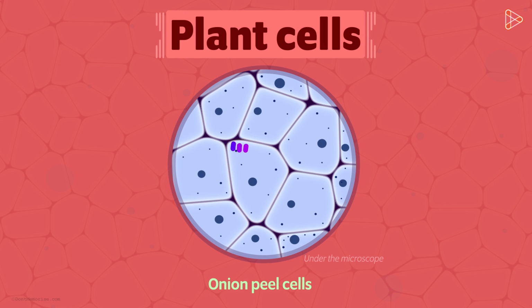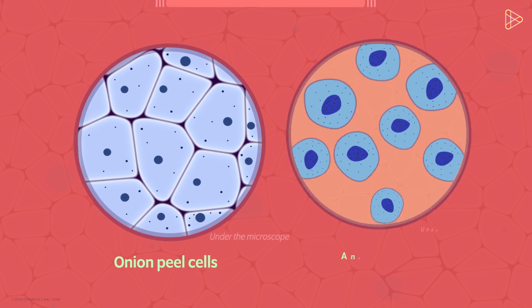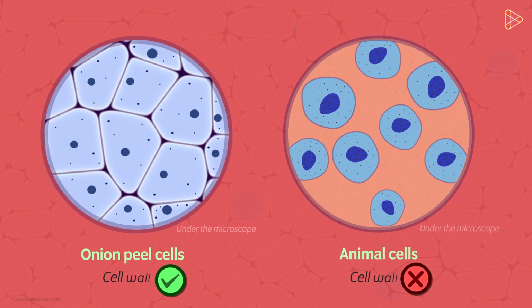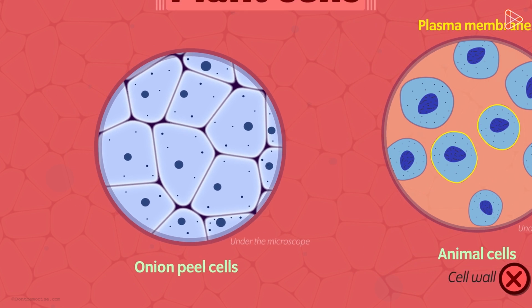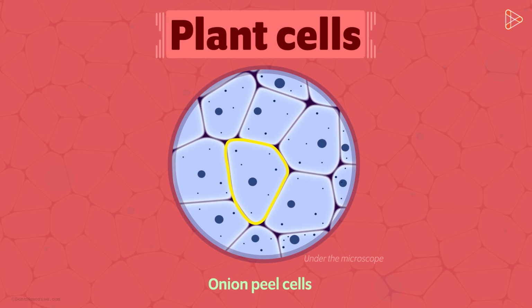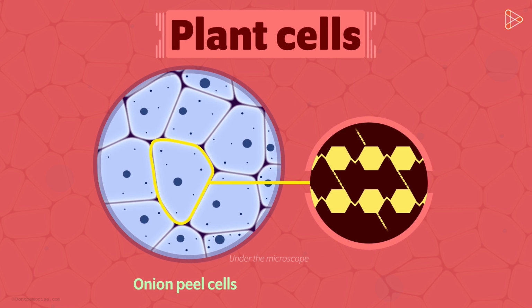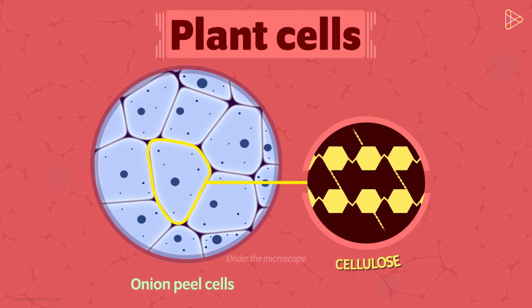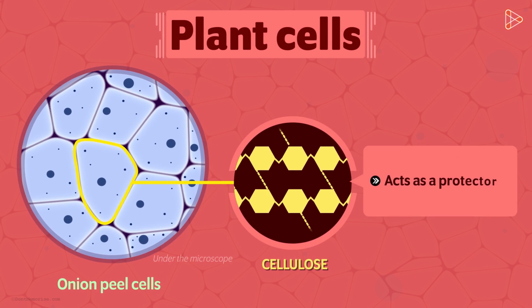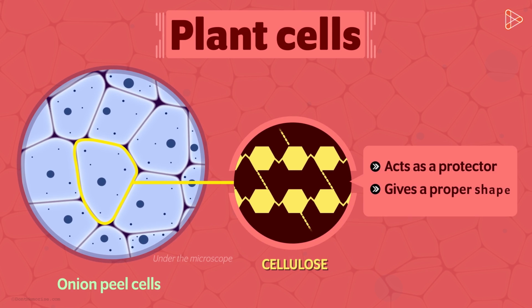Do you think all cells have cell walls? Well, the answer is no. That's because animal cells do not have cell walls. An animal cell only has the plasma membrane and not the cell wall. The cell wall acts as a protector for plant cells. It is composed of a non-living rigid structure, cellulose. It not only acts as a protector, but also gives a proper shape to the plant cells.